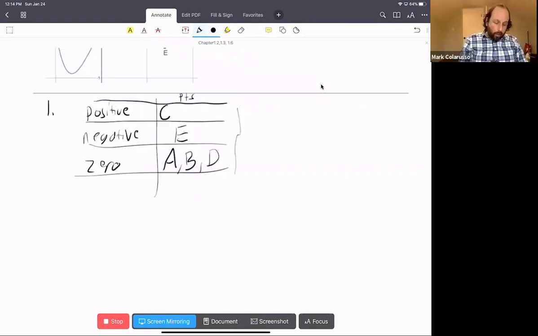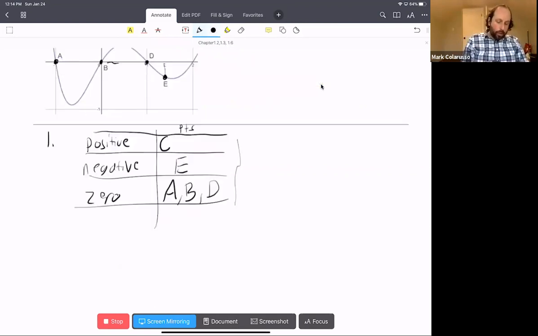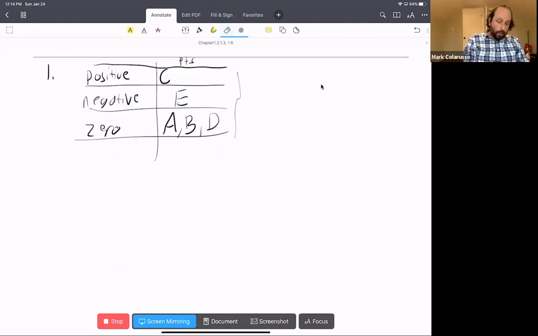Okay, now the second part deals with the slope of tangent line, right? So I should make another table. So slope of tangent line, sorry.